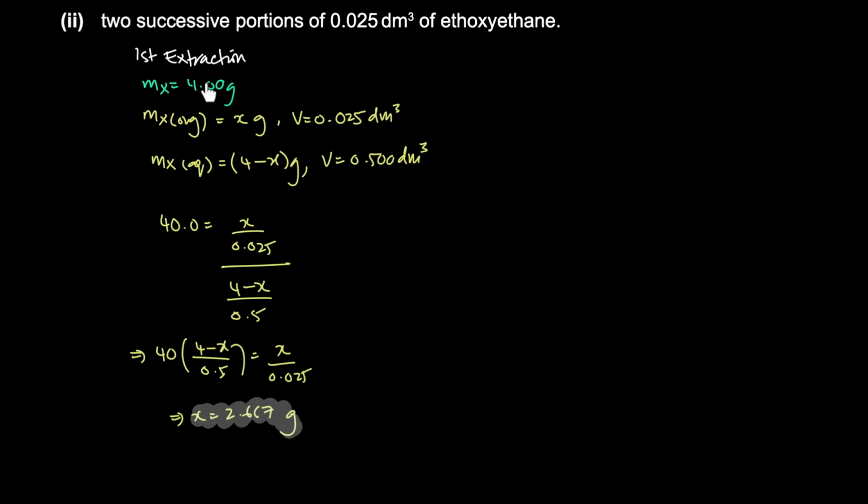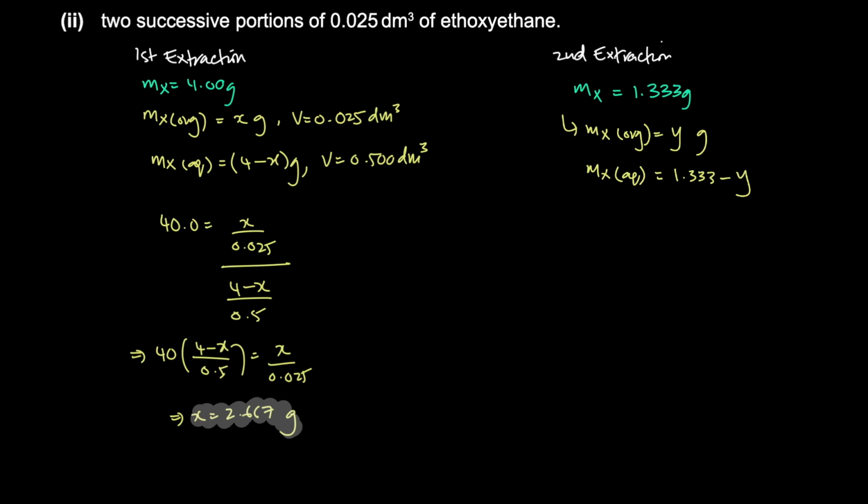So this is how much we extract in our first extraction. From the 4 grams, we've extracted 2.667 grams. For our second extraction, we have a certain amount left in the aqueous layer, that's 4 minus X grams. The amount left in the aqueous layer now is 1.333 grams, that's 4 minus 2.667. And now we're going to use another 0.025 dm³ of ethoxyethane to extract as much of X as we can from this remaining 1.333 grams. For the second extraction, let's say the mass of X extracted into the organic layer is Y grams, and the mass of X left over in the aqueous layer will be 1.333 minus Y grams.